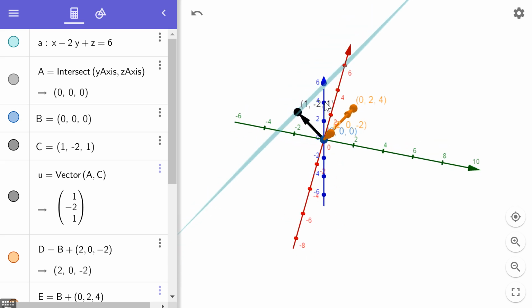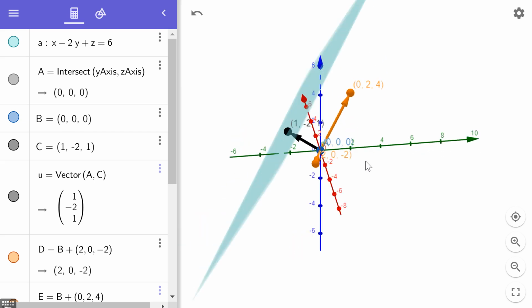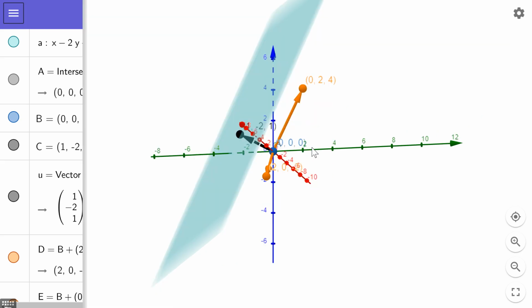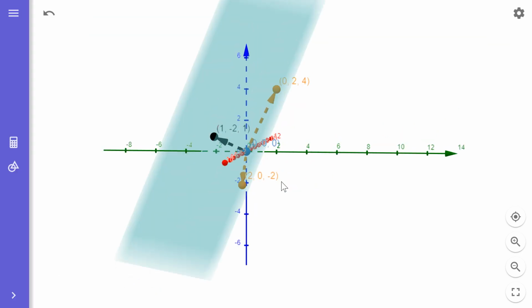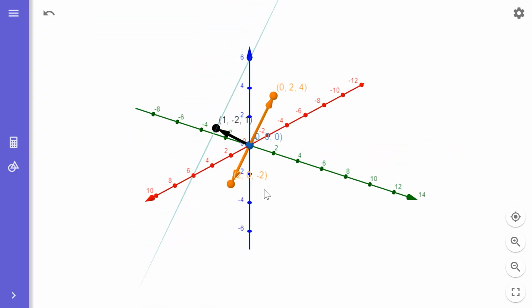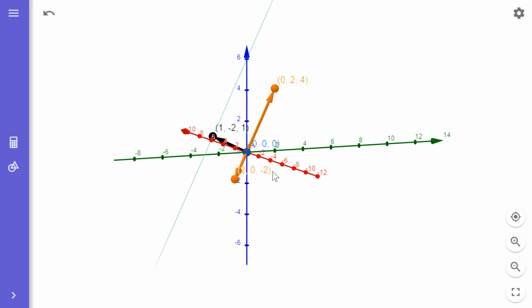So this corresponds to the two ways that we can describe a plane. We can describe a plane by the black vector, the normal vector, the orthogonal vector, or we can describe a plane by the two orange vectors, which are the two vectors that are parallel to the plane. These are the two vectors that span the plane.